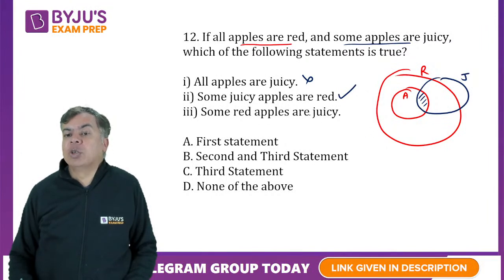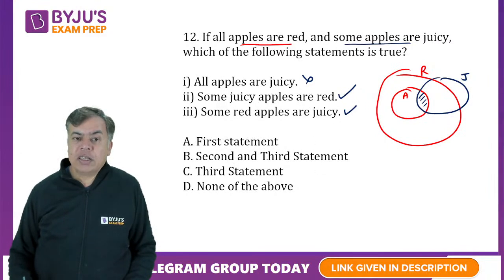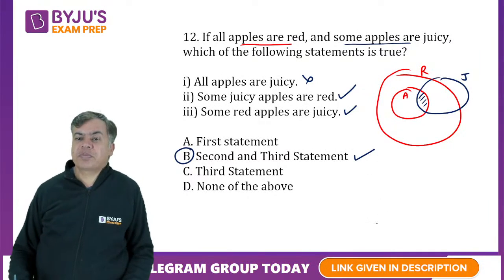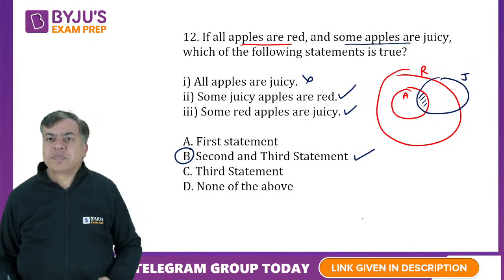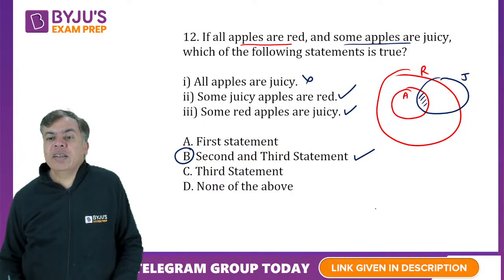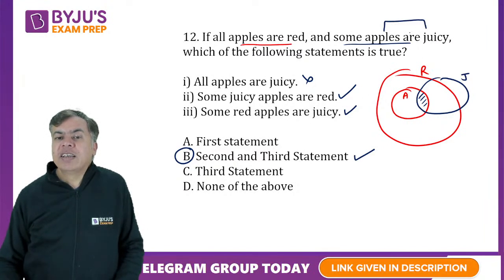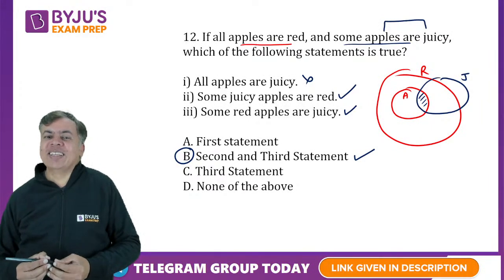Some red apples are juicy. So whatever red apples are juicy, here this is red apple and juicy, all combination. So this is also correct, right? So I think this will be second and third. So B option should be the correct answer. Statement 2 is wrong. Why? Some juicy apples are red. He's talking about some. So whatever apples are juicy, apples have to be red. Right? So second is also correct.